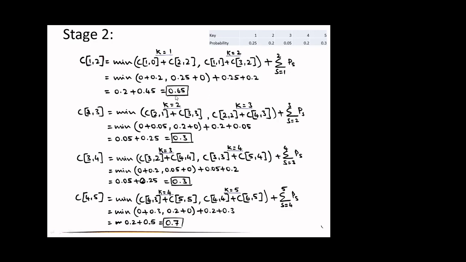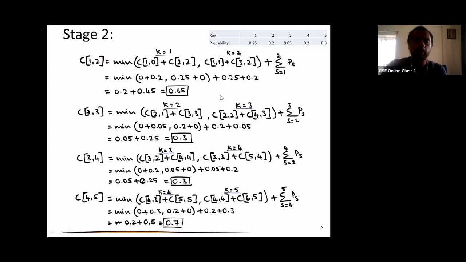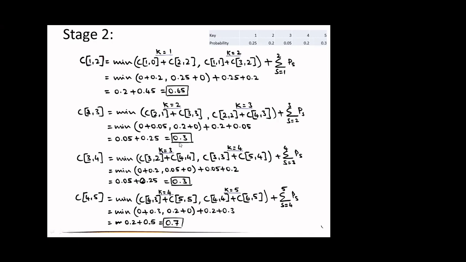Hope you're getting the same answer. Yes, you would have got the same answer. In the same way, for C of 2 comma 3, we have two keys, 2 and 3. Among them, we need to construct a tree. This also follows the same way: C of i comma k minus 1 plus C of k plus 1 to j. Same here too. So we get a profit of 0.3. Are you getting that?